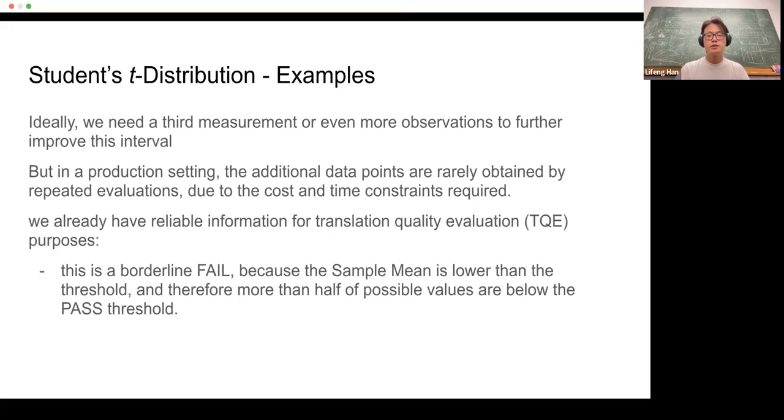Ideally, we need a third measurement or even more observations to further improve this interval. However, in a production setting, additional data points are rarely obtained by repeated evaluations due to cost and time concerns. We already have reliable information for this translation quality evaluation purpose. This is a borderline fail because the sample mean is lower than the threshold, and therefore more than half of the possible values are below the pass threshold.